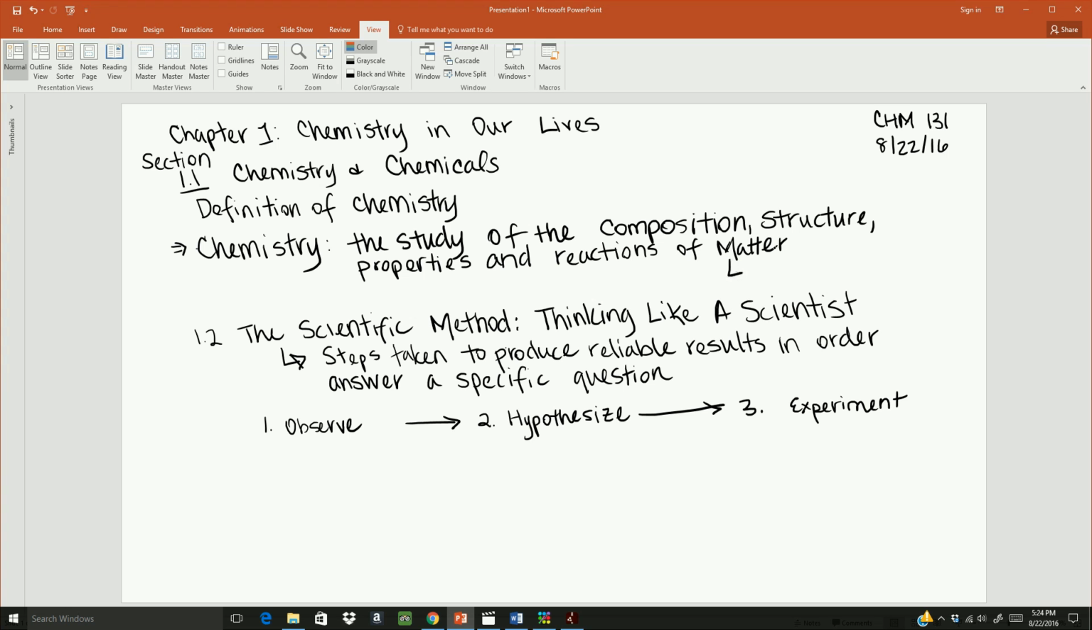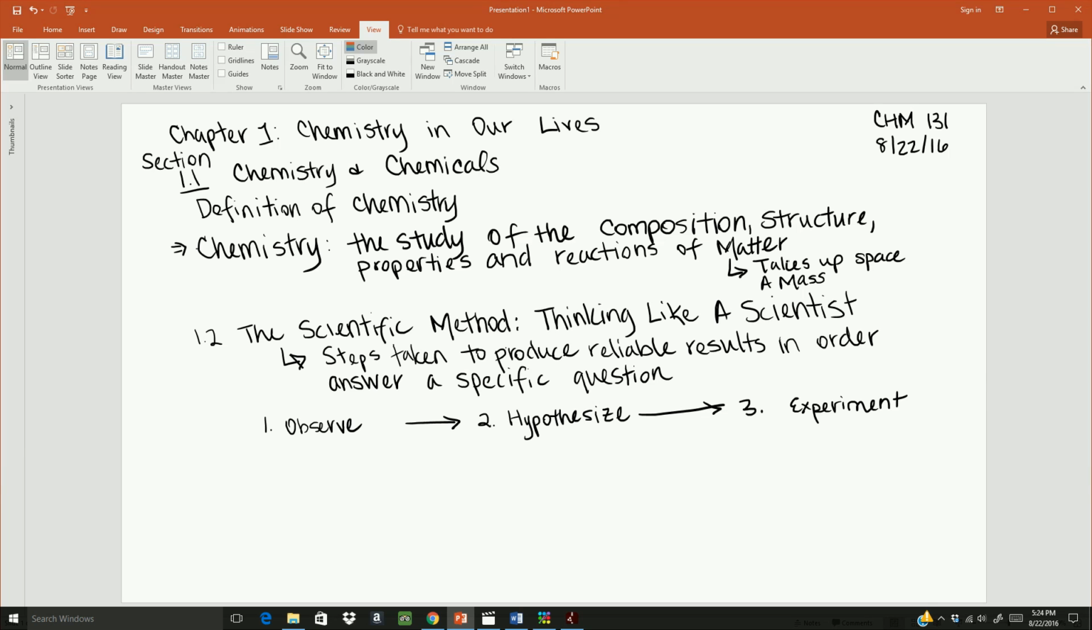And matter is basically everything around you, as long as it takes up space and has a mass, then it's considered matter. So everything around you is matter. You are matter, your computer's matter, and the air around you is also considered matter. So that's just a brief definition of what chemistry actually is, but we'll get more into that as the semester goes along. So the next section is about the scientific method.